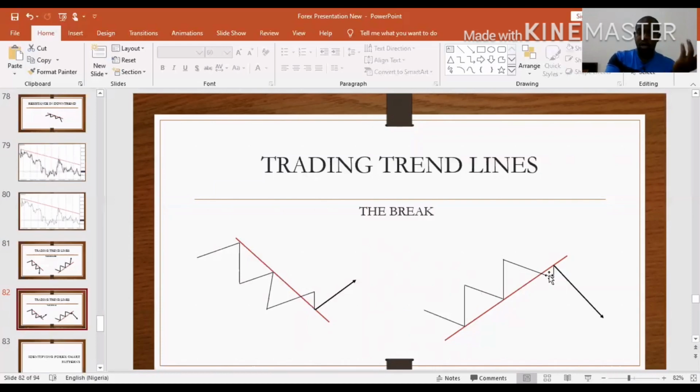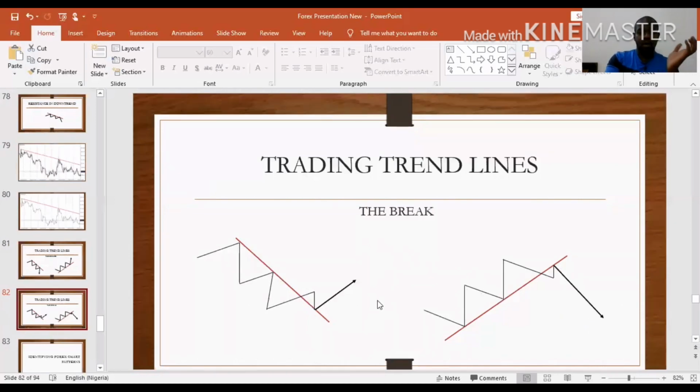When it breaks the trend line, you can go in once you have your confirmation that it has broken, like when price closes below the trend line. That is a good sign. And then you hit your sell, or you wait for it to come back, and then you enter your sell, and then boom, price goes boom.